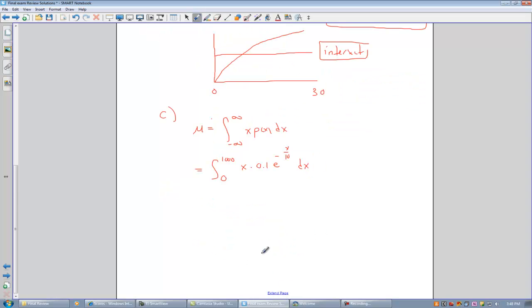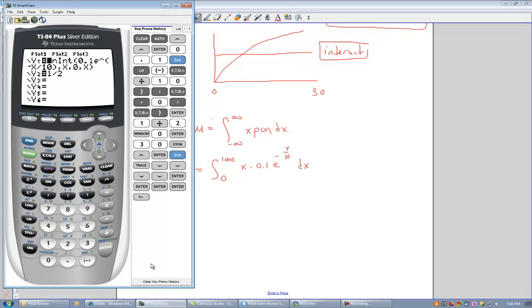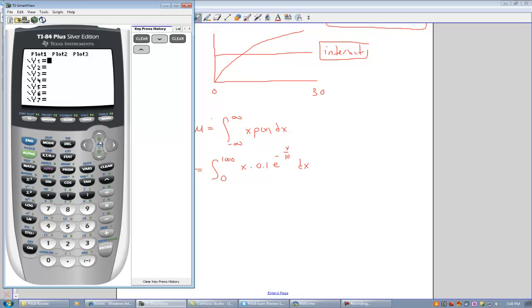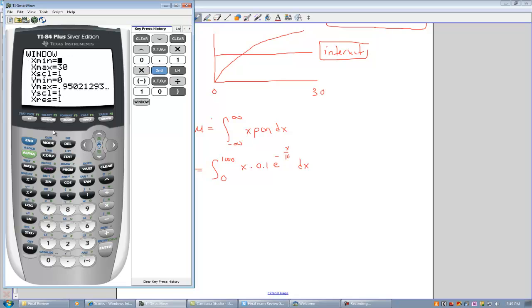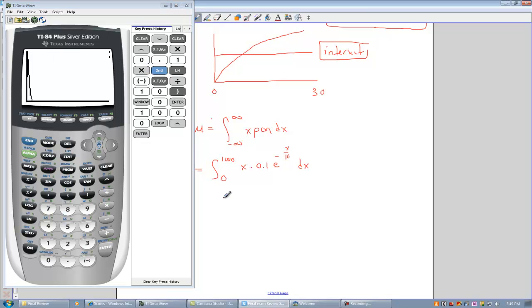And so now I'm going to plug this into my calculator. I have y equals, and I'm going to clear all this stuff out because I don't need it anymore. Then for my y1, I'm going to put x times 0.1 times second ln, and then negative x divided by 10 in parentheses. For my window, I'm going to go from 0 to 1,000. I'll zoom fit it. It shouldn't take too long. And there it goes from 0 to 1,000.